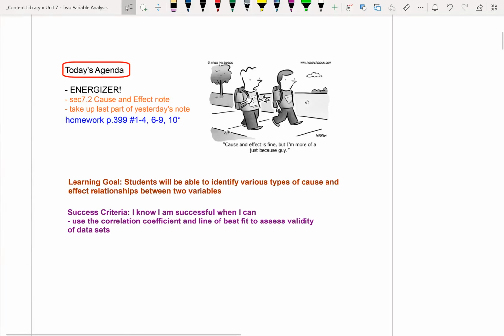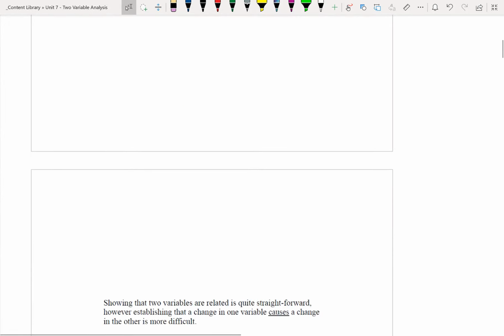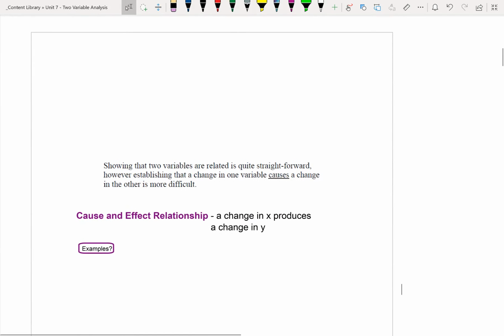In today's note, we're going to be looking at the different types of cause and effect relationships that can be found between two variables. So showing that two variables are related is quite straightforward when you look at correlation coefficients and coefficients of variation. However, establishing that a change in one variable causes a change in another is more difficult. So these are looking at cause and effect relationships.